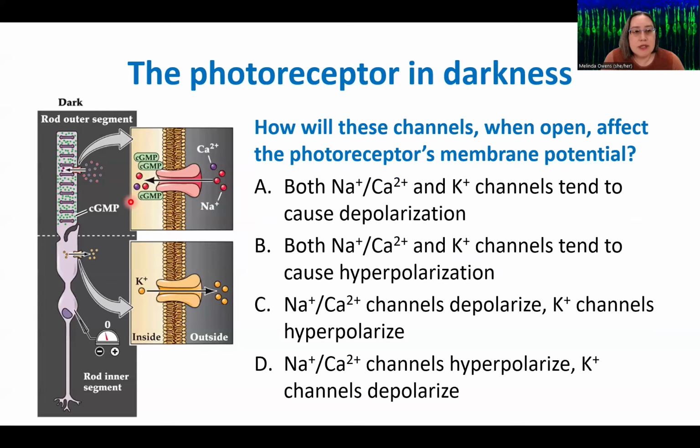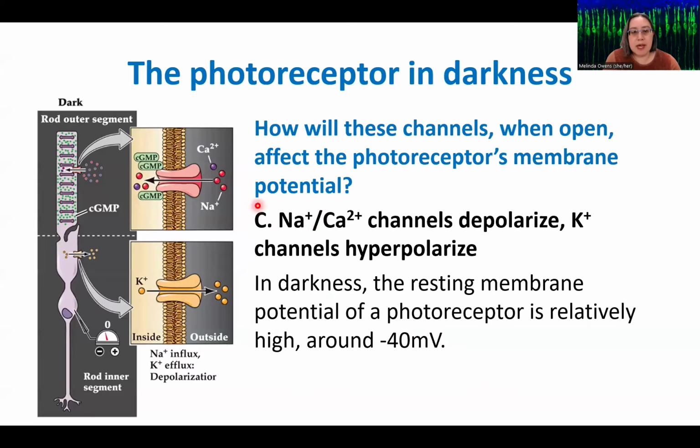And in the dark, there is a lot of intracellular cyclic GMP around. So thinking about that, how will these channels, when they're open, like they both are in the dark, affect the photoreceptor's membrane potential? Go ahead, think about that, and make your choice. Okay, so knowing what you know from every other cell that we've talked about, the cation channels are going to let cations into the cell. That's an inward current that is going to tend to cause depolarization, while the potassium leak channels are an outward current that tends towards hyperpolarization.